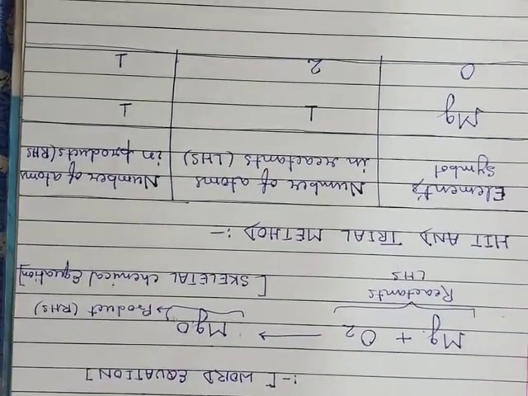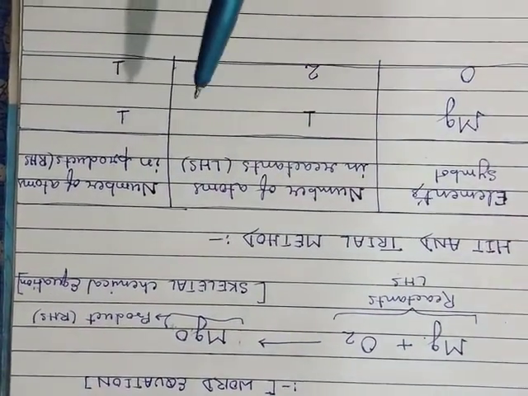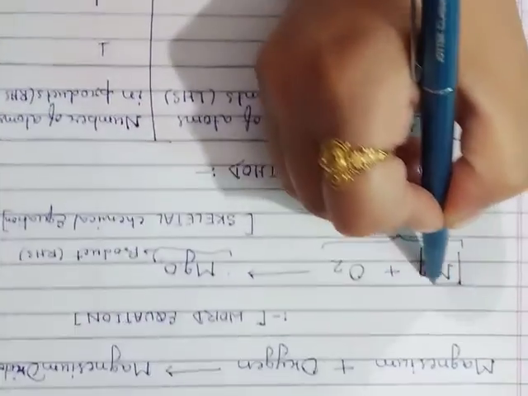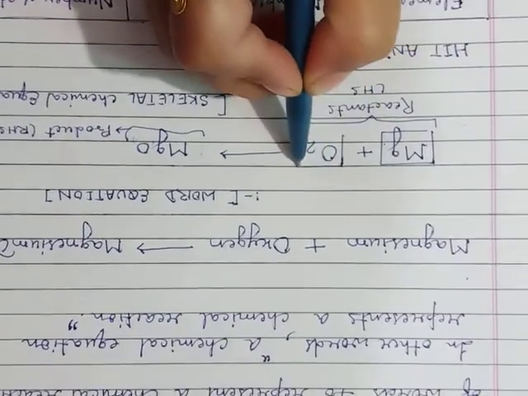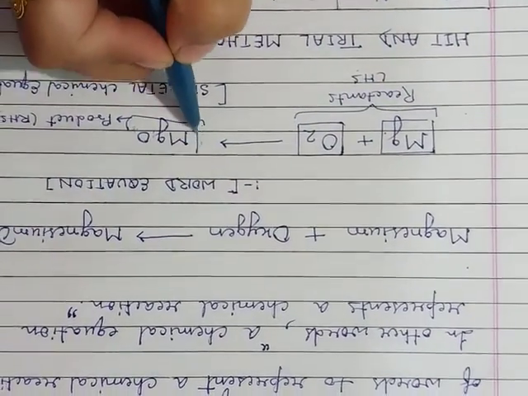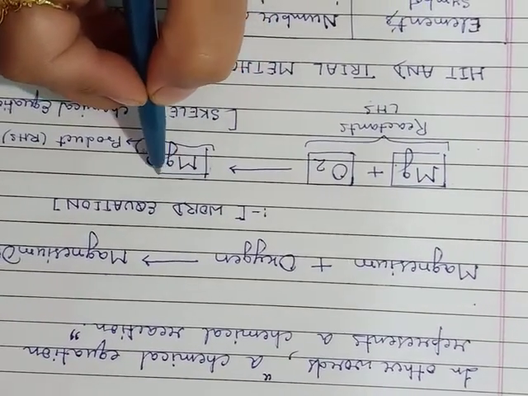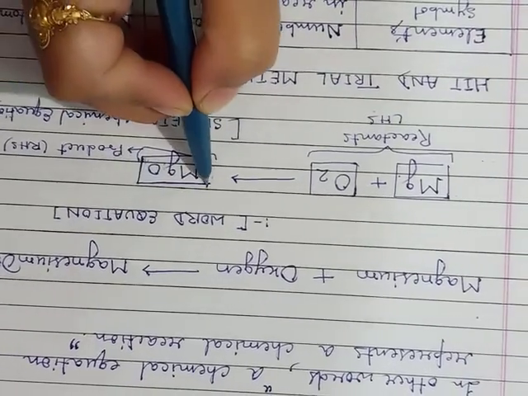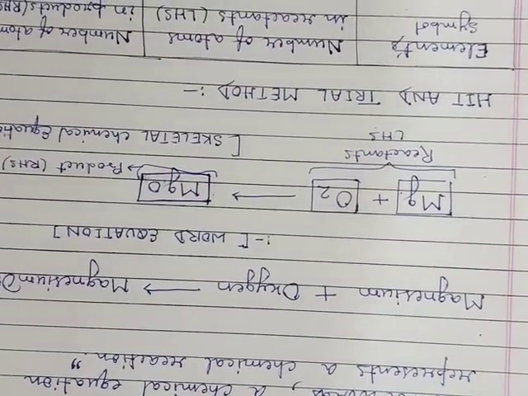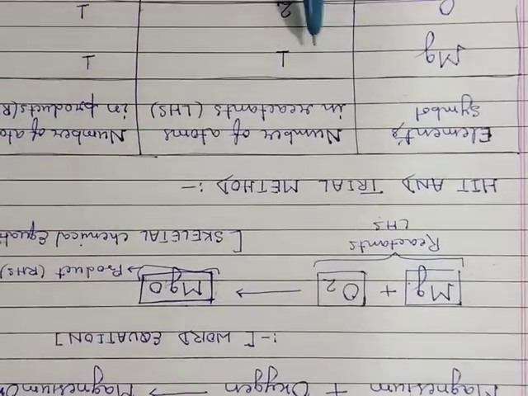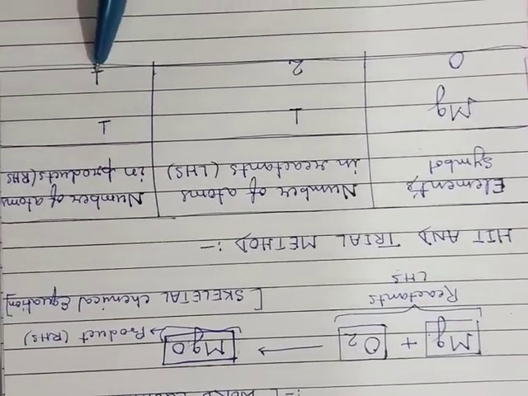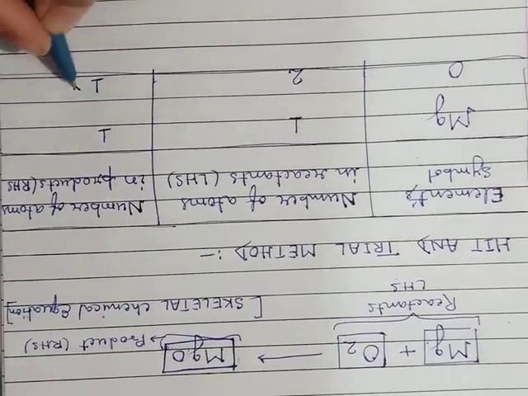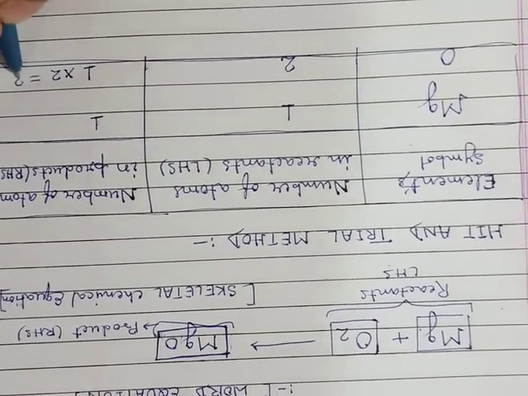So there is a rule for the hit and trial method. First we draw a box around each of the formulas like this, and we do not change anything inside the boxes while balancing. Do not change anything inside the boxes, meaning the number of atoms. Here magnesium is balanced but oxygen is not balanced. Here it is 2 and here it is 1. 1 multiplied by 2 is equal to 2.